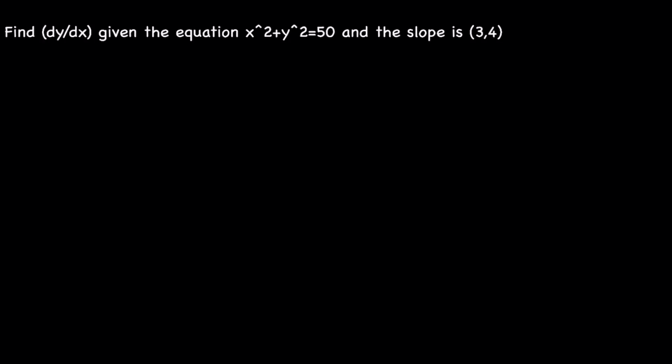Okay, so in this problem, you're basically finding the slope. We're used to the slope being easily deduced, but in this problem, we have to use implicit differentiation. So let's read the problem. Find dy/dx given the equation x squared plus y squared is equal to 50, and the slope is set at x equal to 3 and y equal to 4.